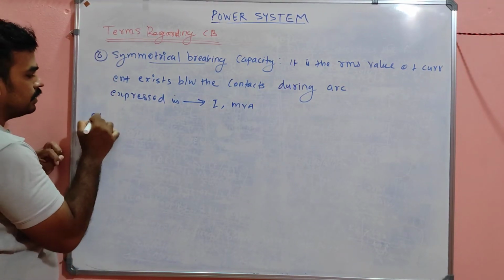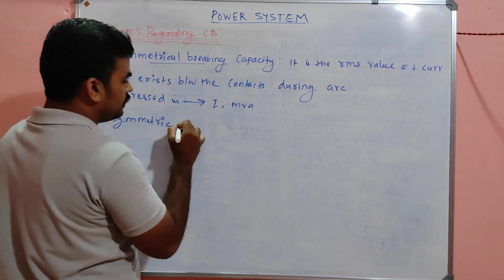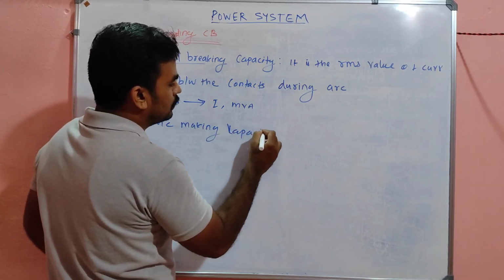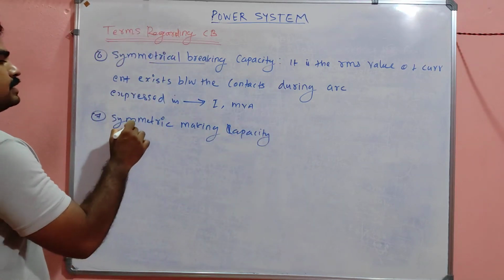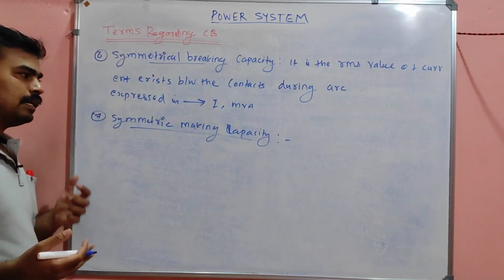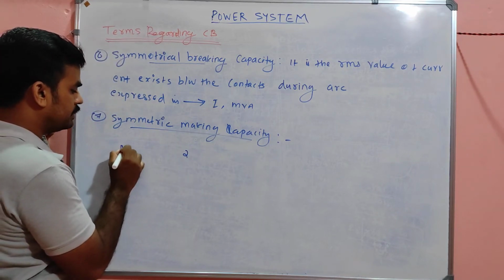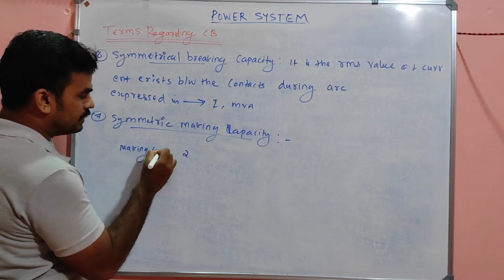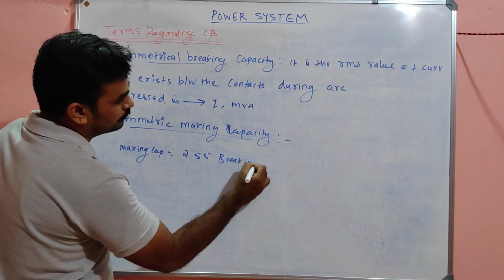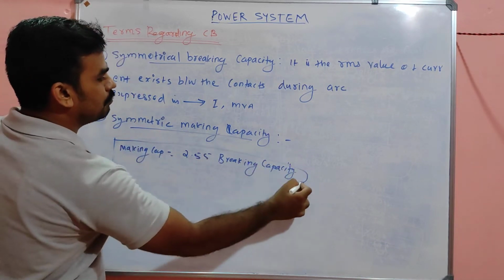Another term is symmetrical making capacity. This is very, very important. Actually, making capacity is more important than the breaking capacity. Making capacity is equal to 2.55 times the breaking capacity.